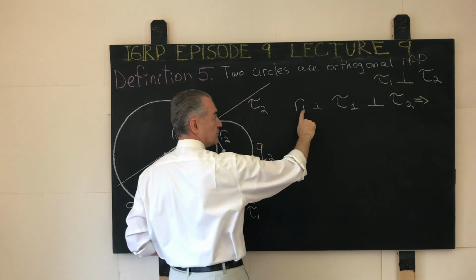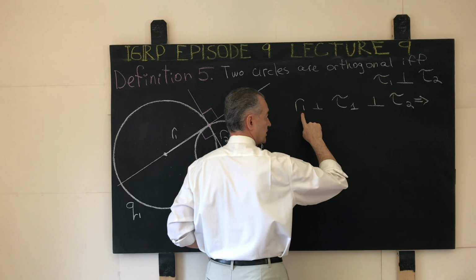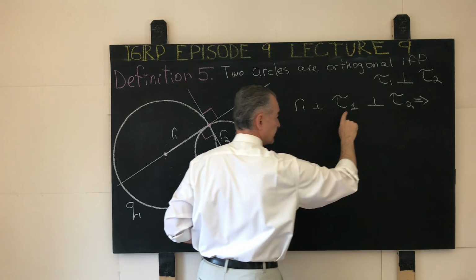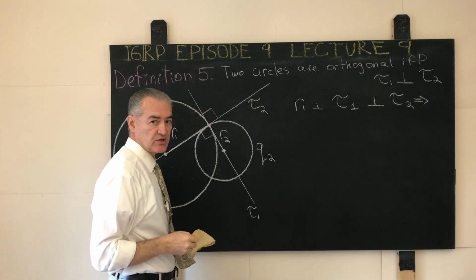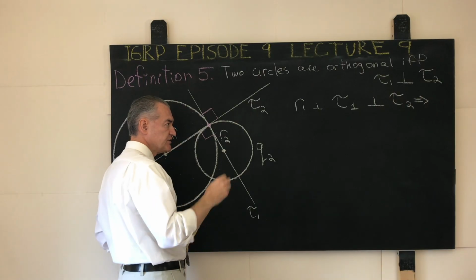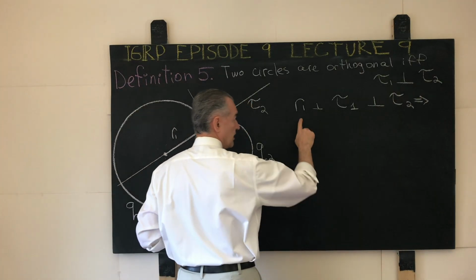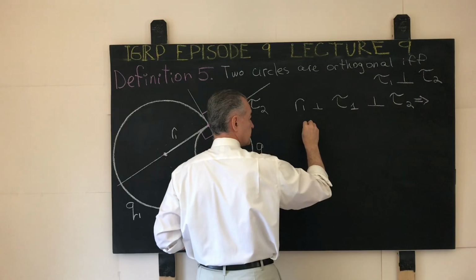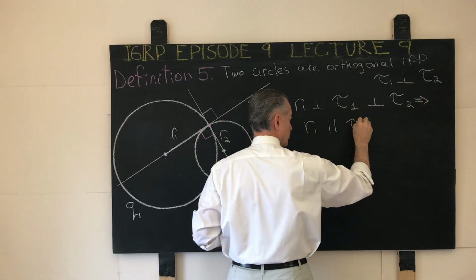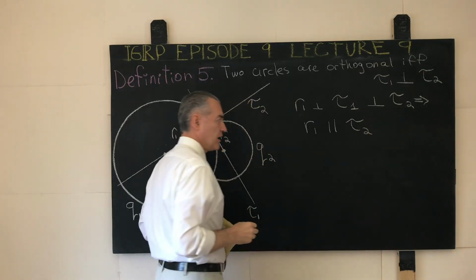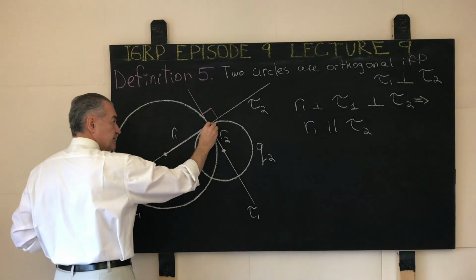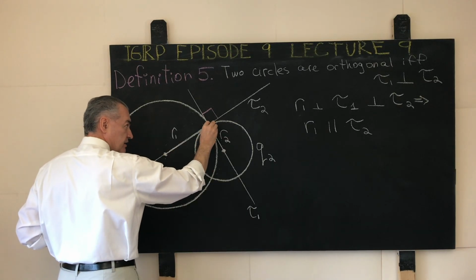Well, we have two straight lines, the straight line R1 and the straight line tau 2, both perpendicular to one and the same straight line. By the corresponding theorem from Euclid's Elements Book 1, it means that these two straight lines must be parallel. The straight line R1 must be parallel to the straight line tau 2. The trouble is both of these straight lines must pass through one and the same point.